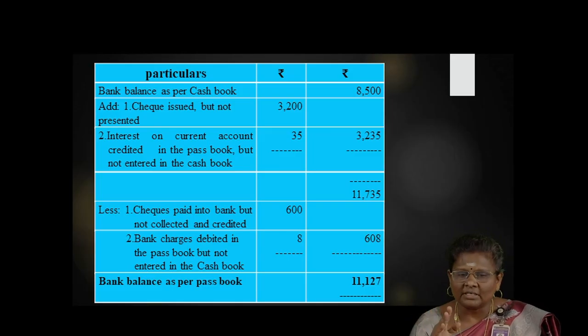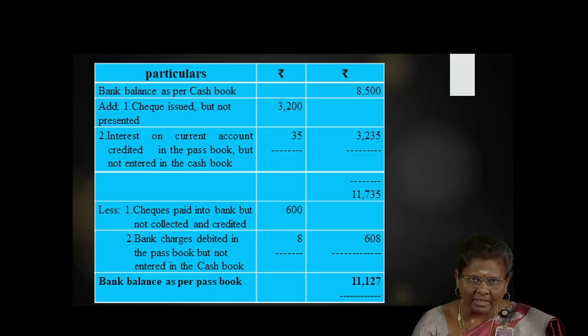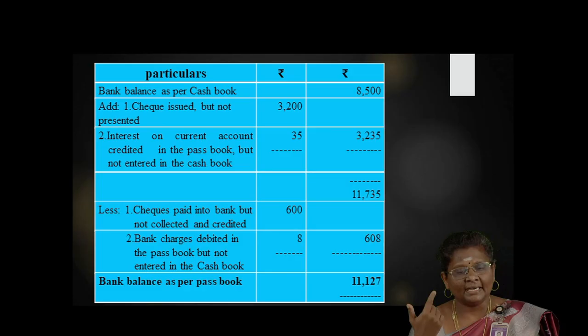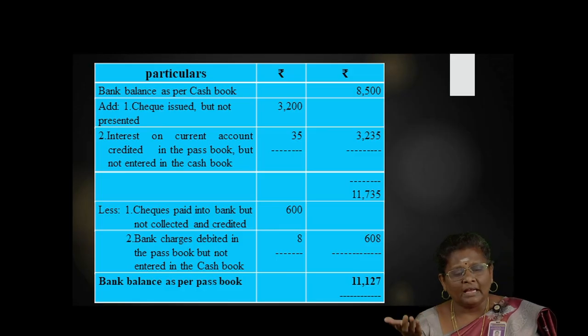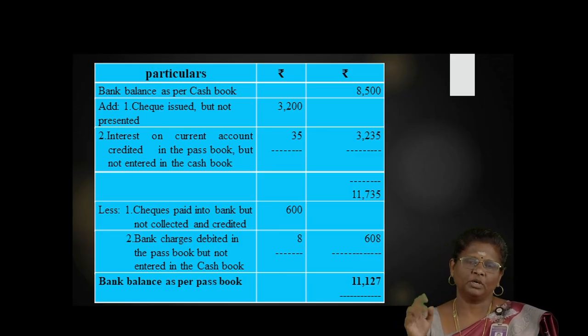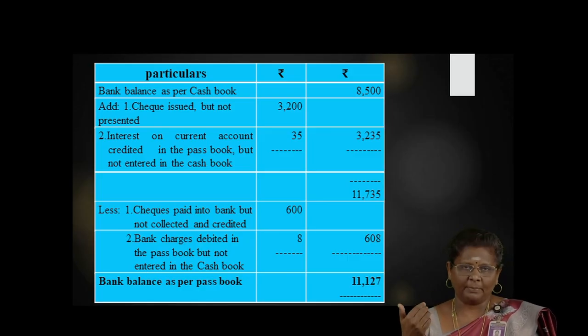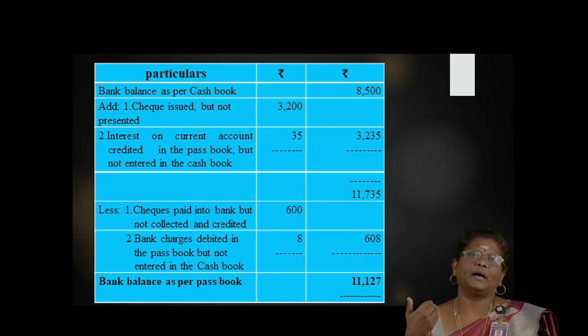So we started from the balance as per cash book, added some items and lessened some items. So we finally found the balance as per passbook. Hope you all understand the bank reconciliation statement, how it is prepared, and the steps in preparing a bank reconciliation statement.